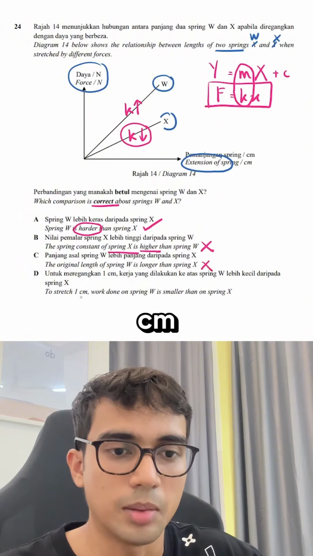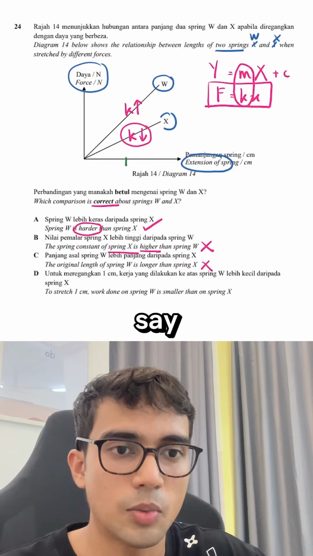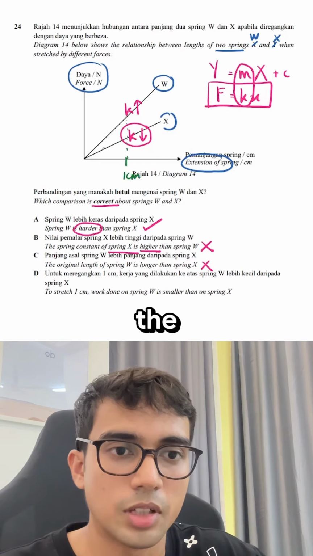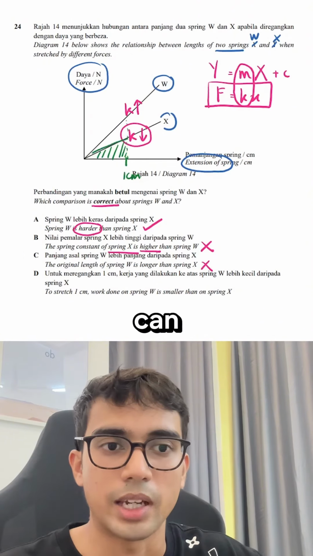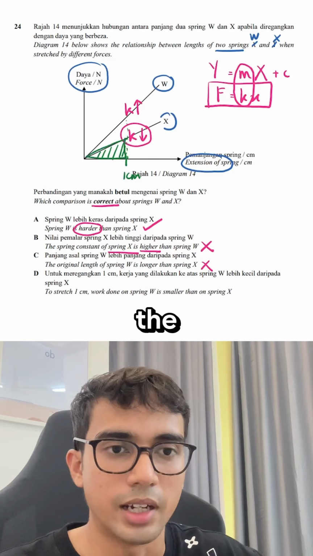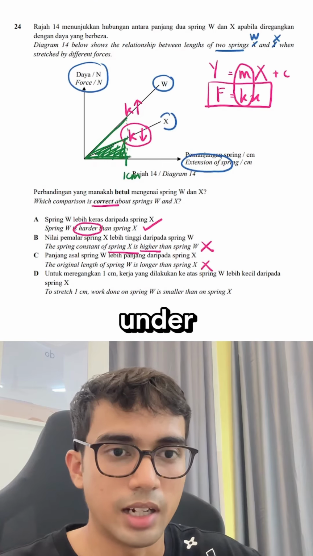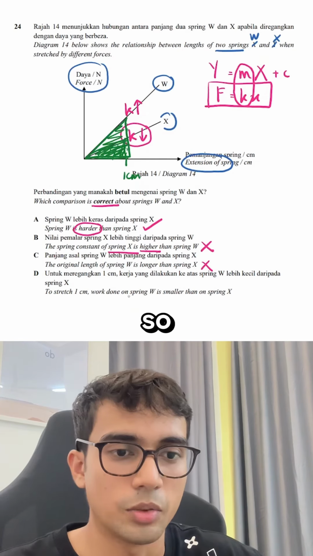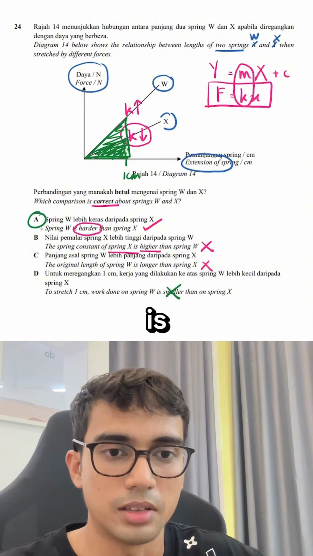D. To stretch 1 cm, work done on spring W is smaller than on spring X. Okay, let's see. So let's say 1 cm is here. So the work done is represented by area under the graph. So here we can actually see that the area under the X graph is smaller compared to the area under the W graph. So W has done more work. So work done on spring W is bigger. So the answer is A.